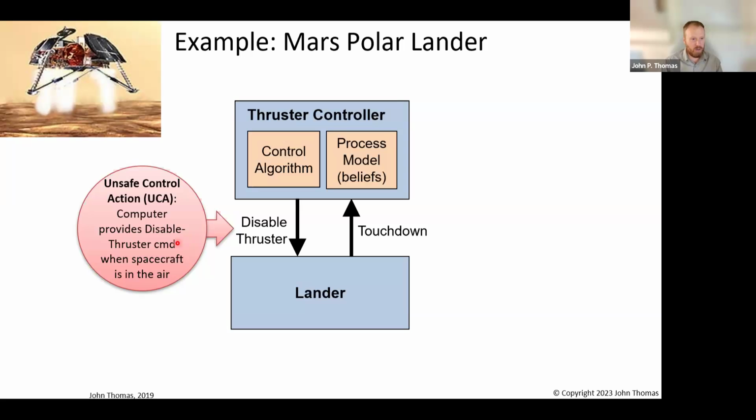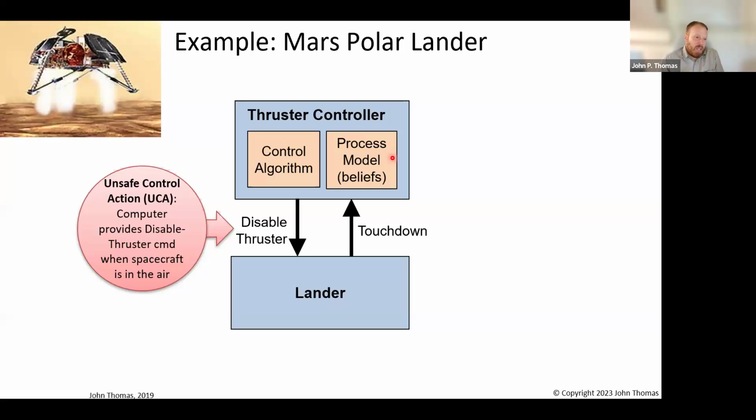But why would a controller do this? One way to do this, let's skip to process model beliefs. What did the controller believe at the time that made it say, hey, let's disable the thrusters now, right? So we're enumerating a process model that can cause this. We're just going around the control loop. This is the old way of doing scenarios.